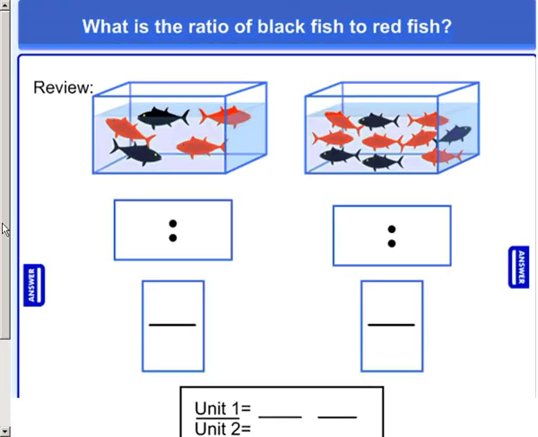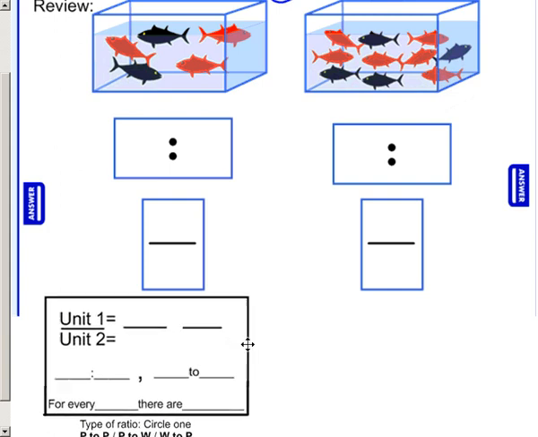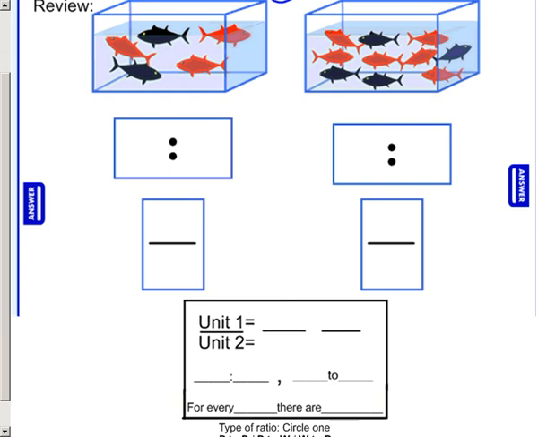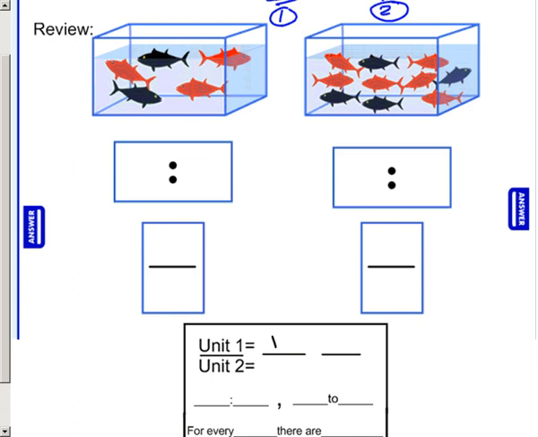Okay, what is the ratio of black fish to red fish? So again, we have to look at the order. First, it wants black, then it asks for red. So let's start with our labels. And you're actually going to need 2 of these, 1 for each tank. So we'll start with the first tank. Both are going to be black to red. All right, in the first tank, black to red, there are 2 blacks and there are 3 reds.